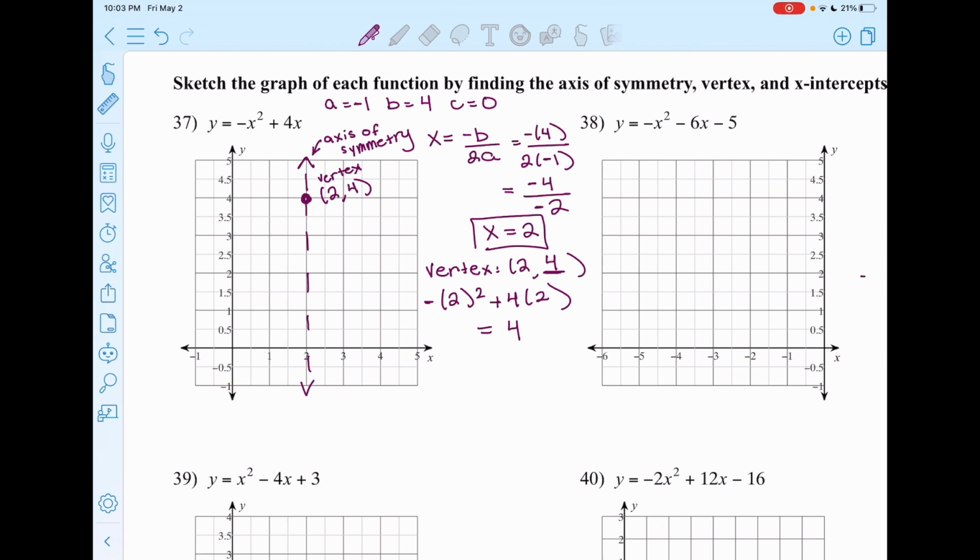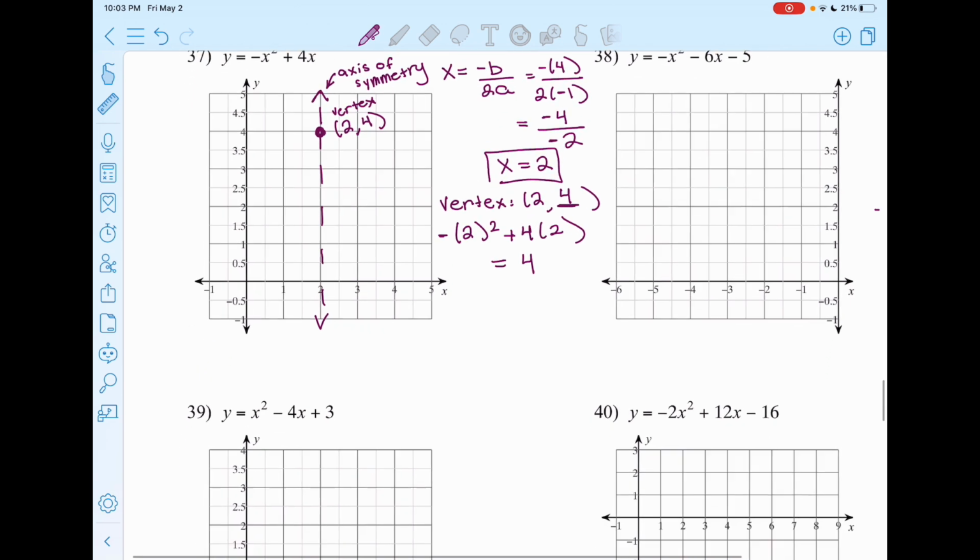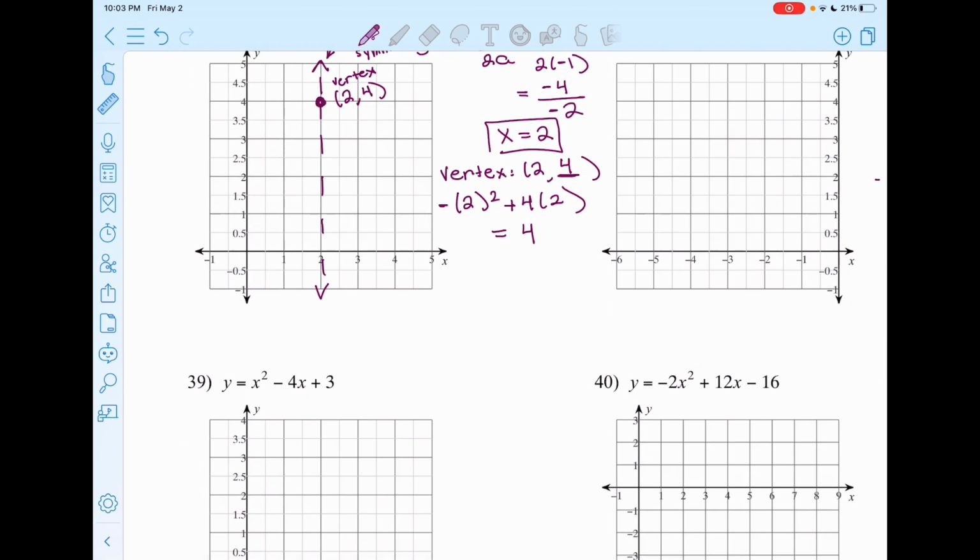And the last thing I need to graph my function is my x-intercepts, and we get that by factoring. So I'm going to write down my function, -x squared plus 4x. And in order to factor, the first thing I'm looking for is a greatest common factor. And I notice that both of these terms can be divided by x. -x squared divided by x is just -x. And 4x divided by x is just 4. And I write the GCF on the outside.